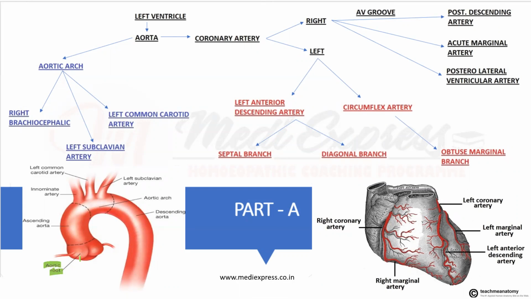Now, we know that from the heart, or we can say the left ventricle, the blood is pumped to the aorta. You can see aorta over here. Now, once it is pumped into the aorta, the blood continues in the ascending aorta and then into the aortic arch.